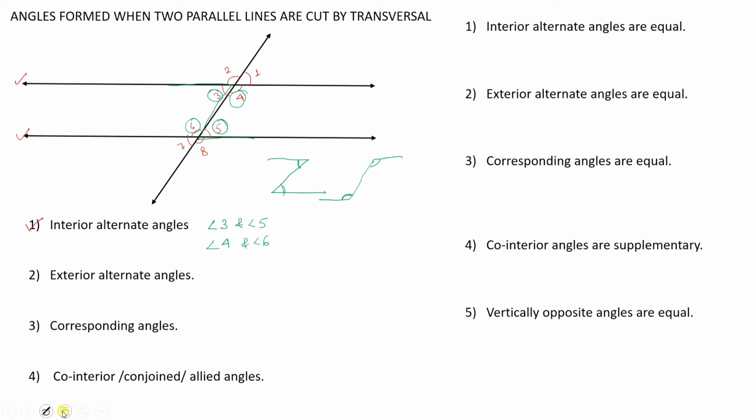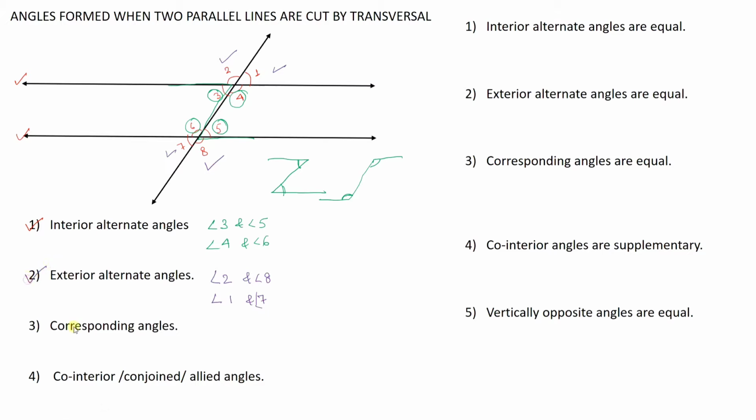Next one is exterior alternate angles. The exterior alternate angles will be this one, angle 2 and angle 8, just on the opposite sides. Okay, this angle 2 and angle 8 are exterior alternate angles, and here angle 1 and angle 7 are exterior alternate angles. So you have to identify all these angles very nicely. You have to make this concept very clear.